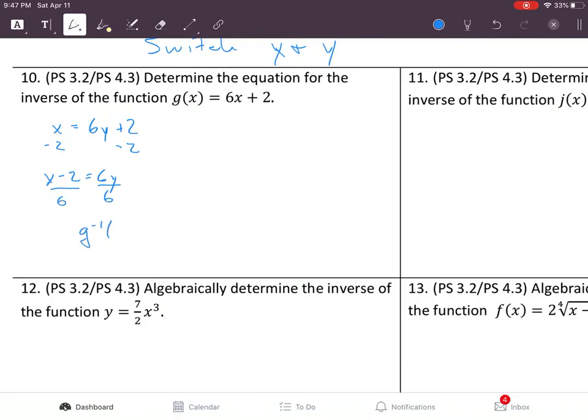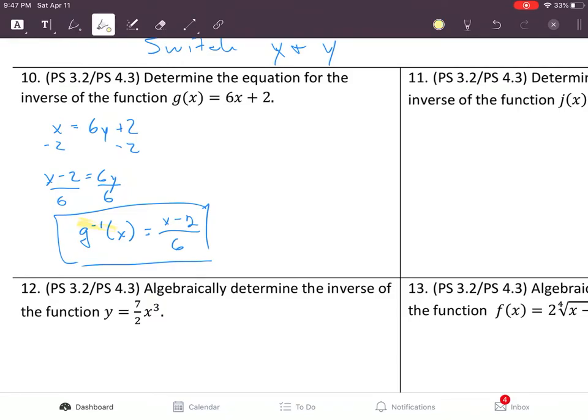So the inverse is going to be x minus 2 divided by 6. If you put y of negative 1, that's fine, but that negative 1, I'll even highlight it, has to be there. The negative 1 part has to be there.